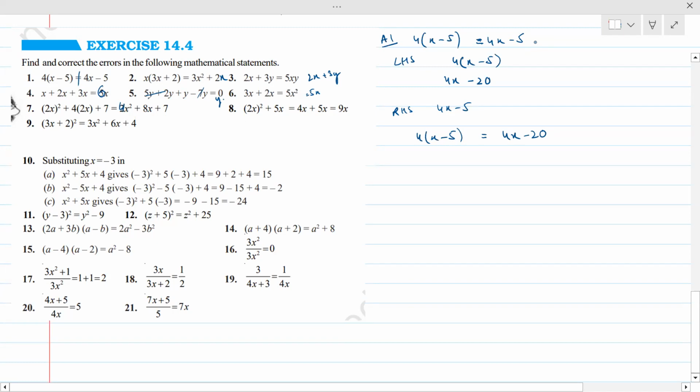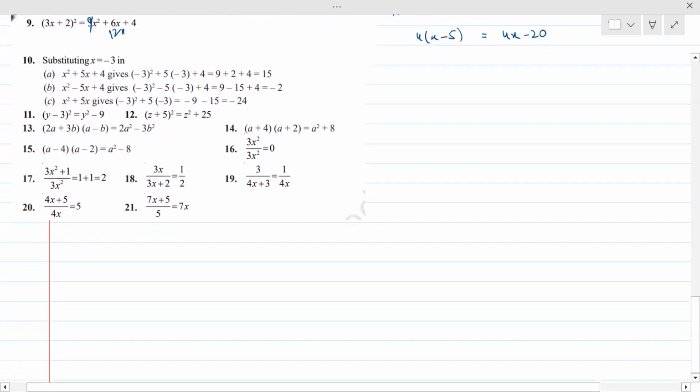It should be 4x square, because this should become 2x whole square. So it will be 4x square plus 8x plus 7. If I say 8, it will be 4x square plus 5x, which is not this. And if I say this, it will be 9x square, because it would be 3x whole square plus 2 square plus 2 into 2 into 3x. So it would be 12x here. These are the errors and the corrections we have done.